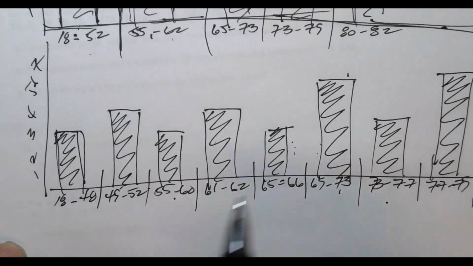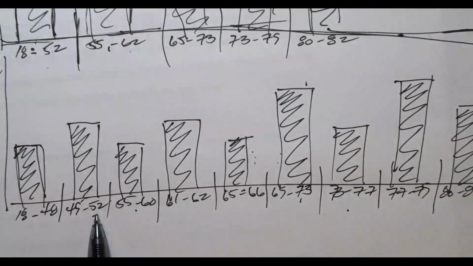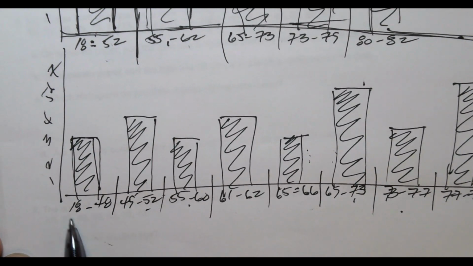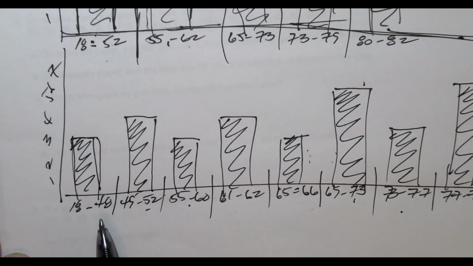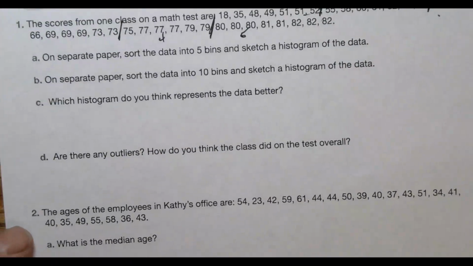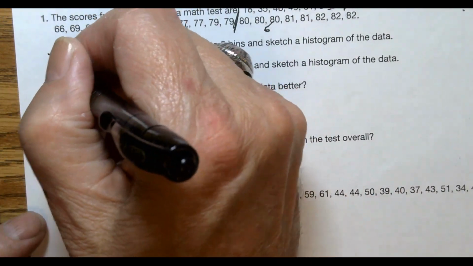So this is my 10-bin histogram. It doesn't look very pretty, but that's what it is. I have my bins along the bottom, and I have my numbers here. And then I count my data, and then I create my bar graph. Okay? Okay, so we've done A, we've done B.